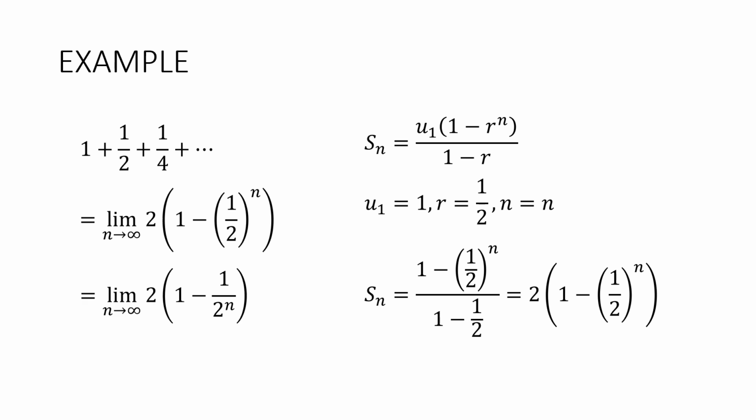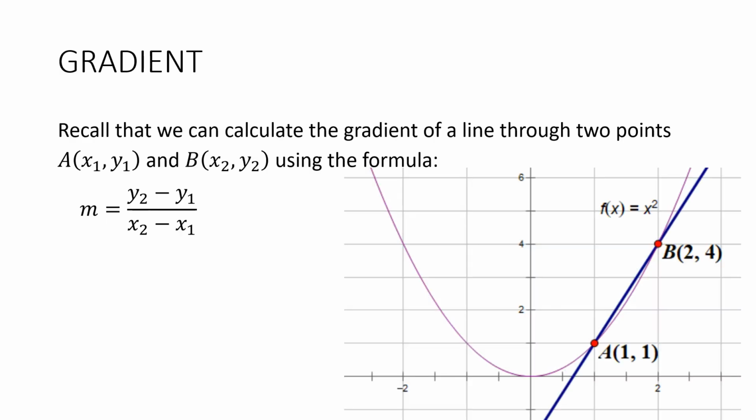All right, if we think about as n approaches infinity, 2 to the power of n, so 2 to the power of infinity, is infinity. So I've got 1 divided by infinity there. And that, of course, is 0. And 2 multiplied by 1 is 2. So the limit of this is 2. So hopefully you've got the concept of a limit.